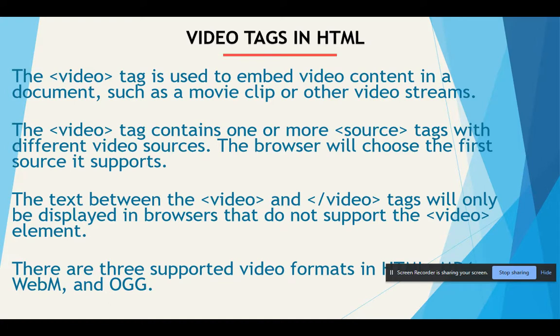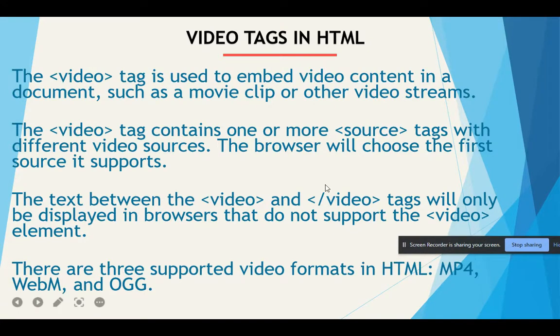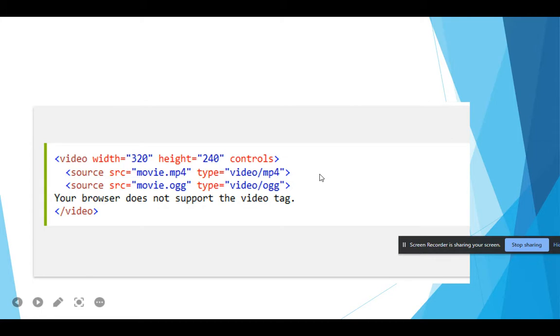And now the text between the video tags will only be displayed in a browser that does not support the video element. Okay, this thing will be seen in my practical, so that you guys understand this thing in a better way. So the three supported video formats in HTML are MP4, WebM, and OGG. Okay, so this is the basic syntax of how you use the video tag.